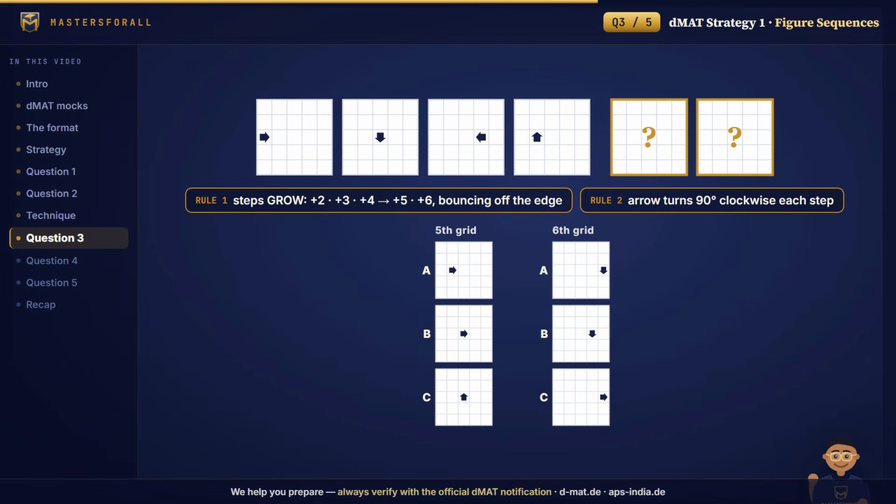The second rule is much calmer. The arrow turns 90 degrees clockwise every step, right, down, left, up. 5th grid, 5 cells on. It reaches the right-hand edge, bounces, and settles in the center, pointing right.